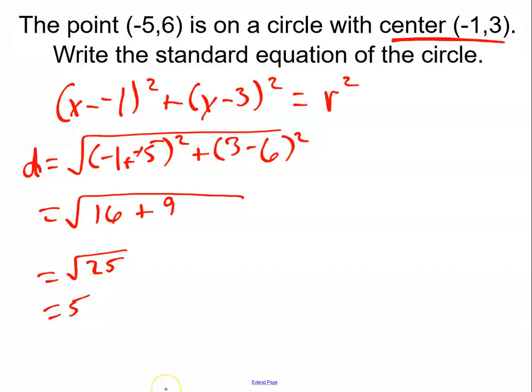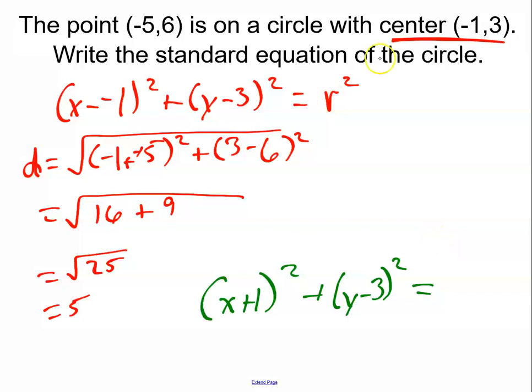So now we know our radius, and our equation is going to be, as I write this, I'm going to go ahead and change that from minus -1 to x plus 1 squared plus y minus 3 squared equals the radius squared, which now I know the radius is 5, so that's 5 squared, so 25.